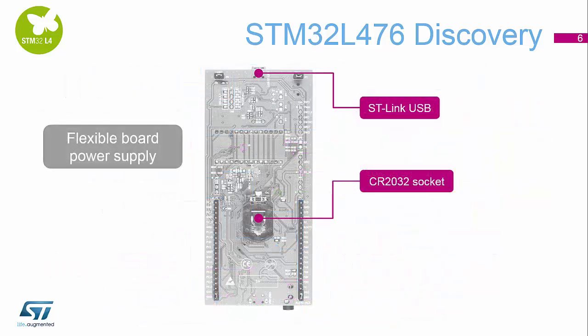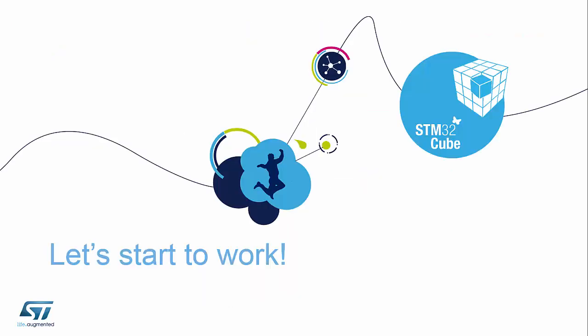On the underside, you've got the ST-Link USB connector, the USB mini connector, which is what's providing the power and the debug information back to your PC. And we've also got a battery socket available to you on the underside of the board. So let's now get started, do some work, and get a feel for all the various tools we have available to help you develop your application.